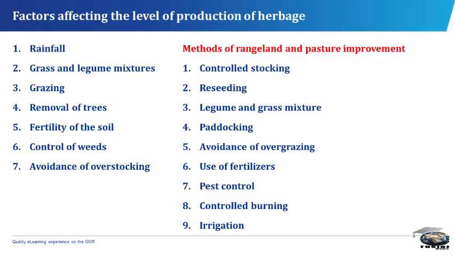Legume and grass mixture. In a natural grassland without legumes, the farmer may improve it by introducing legume seeds into the rangeland. Legumes provide protein for animals and also add nutrients to the soil. Once the legume and grass mixture has been established, it should be maintained. Legumes such as Siratro, Centrosema, Stylosanthus, etc.